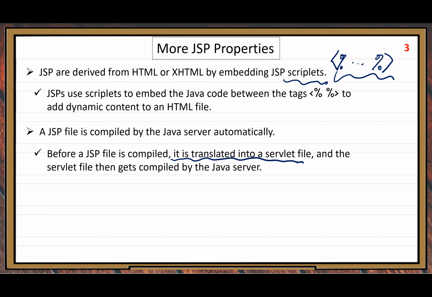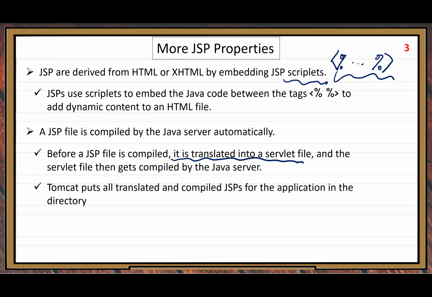A physical servlet file is created in some hidden location. Usually Java programmers do not know that location. It is somewhere inside the server, and the servlet file then gets compiled by the Java server. But in Tomcat, we can find that hidden location. Where is the hidden location in Tomcat?